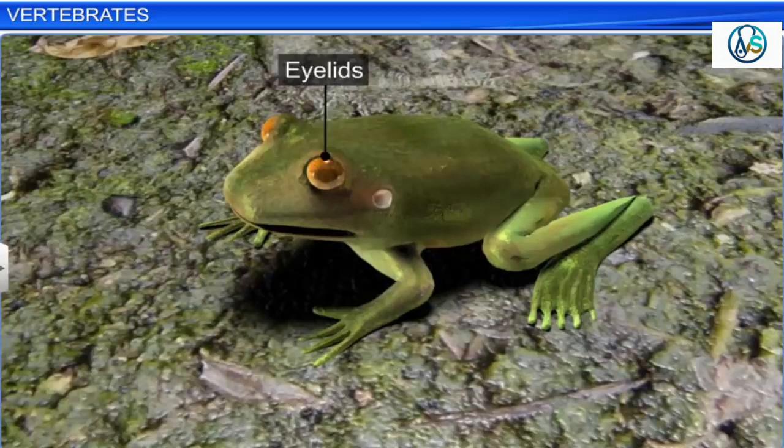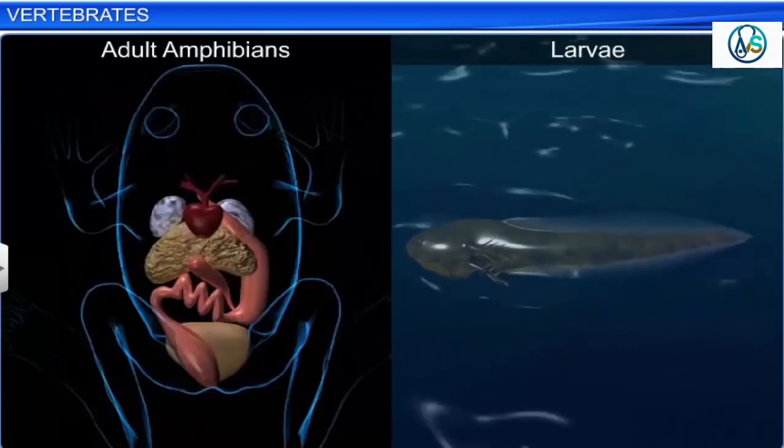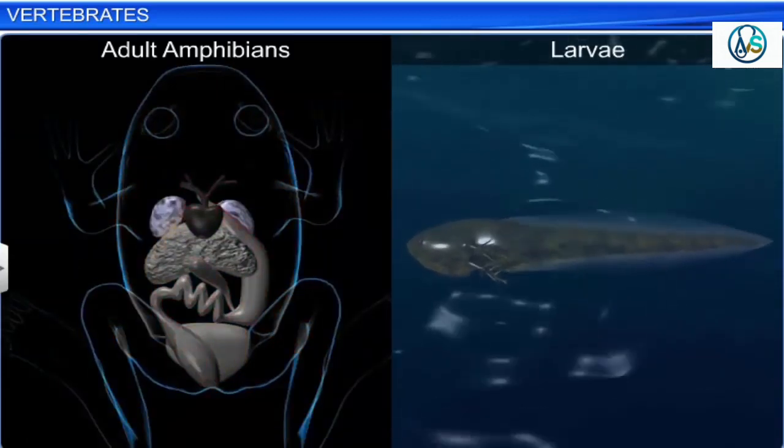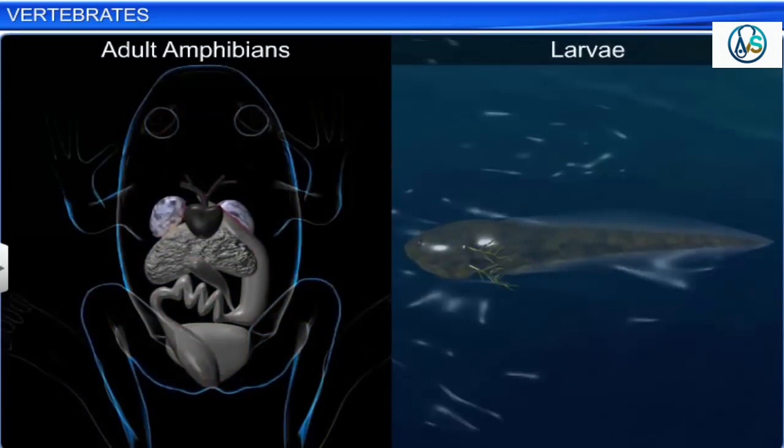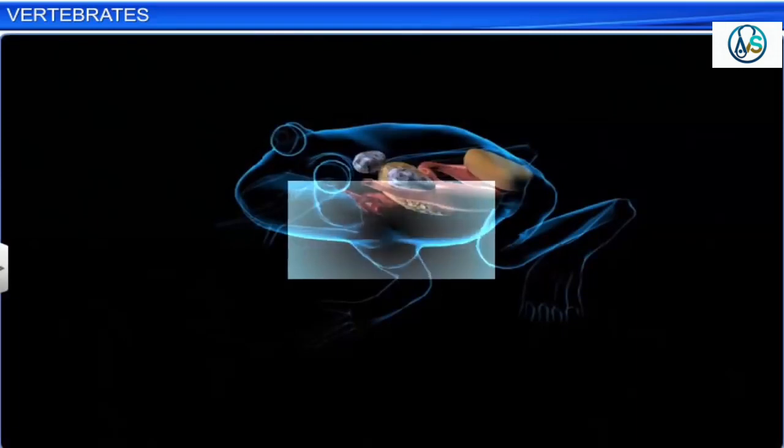Their eyes are covered by eyelids. Behind the eyes is a pair of tympanum, which represents the ears. In amphibians, the alimentary canal and urinary and reproductive tracts open into a common chamber called the cloaca, which opens to the exterior. Adult amphibians breathe through lungs and skin, while the larvae breathe through their external gills. These animals are cold-blooded with a 3-chambered heart.